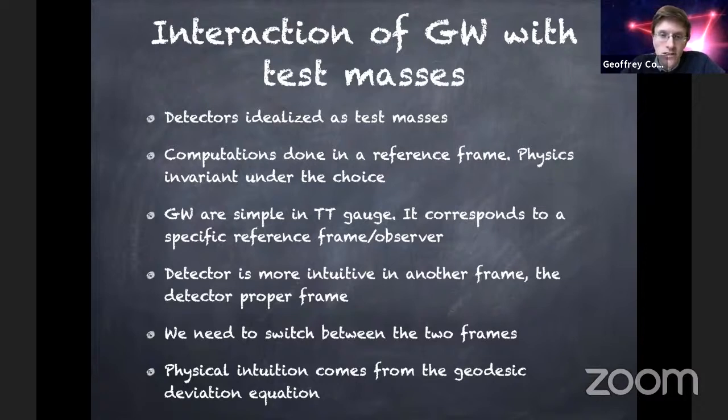The detector is, however, not described in the reference frame corresponding to the TT gauge. It's intuitive in another frame, the detector proper frame. So we need to switch between these two frames. And since we want to understand the gauge invariant information, it's useful to think about the geodesic deviation equation to extract the gauge invariant information.